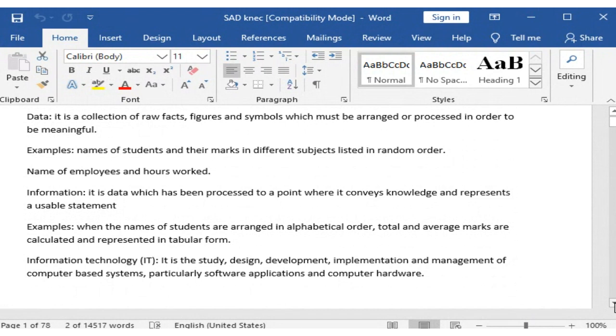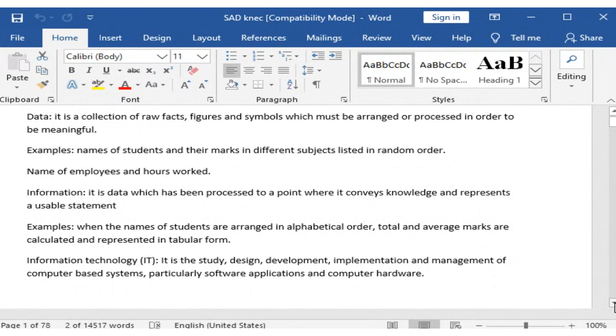Examples: when the names of students are arranged in alphabetical order, total and average marks are calculated and represented in a tabular form. Then we have IT.